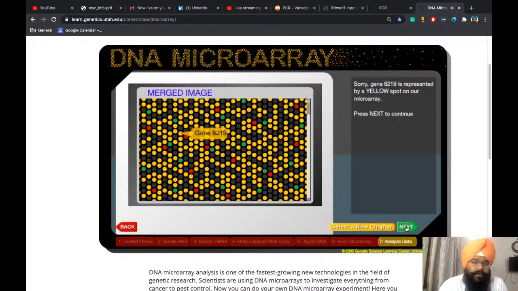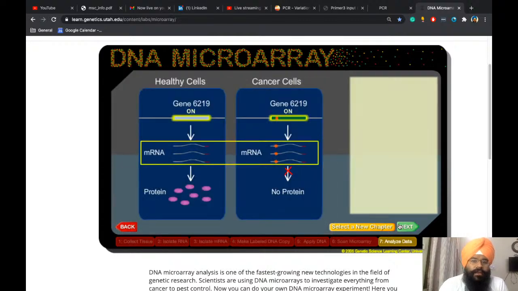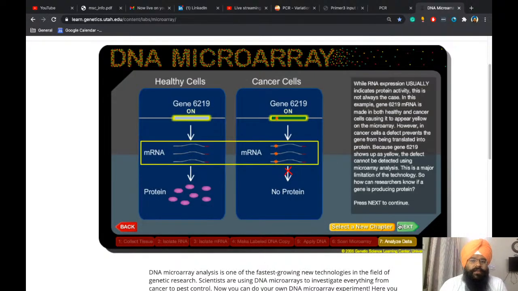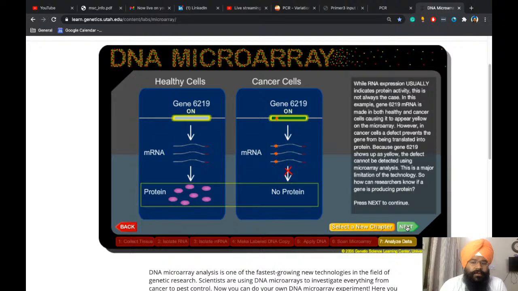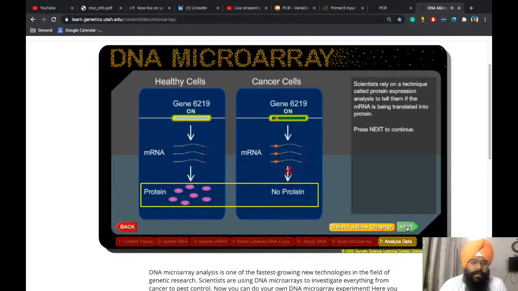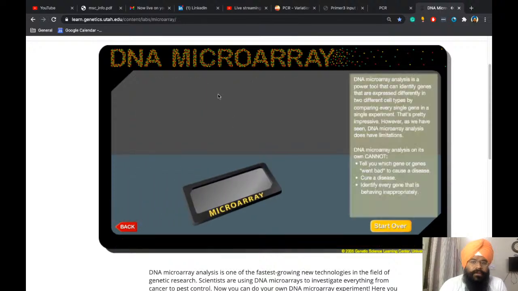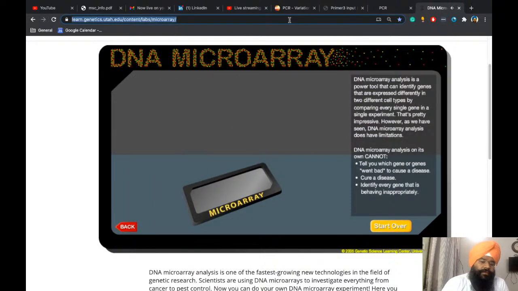So the yellow ones are the spots for both cancer and healthy cells. But in the cancerous cells, these genes do not produce proteins, while in healthy cells, they are producing the proteins. So that was a microarray.